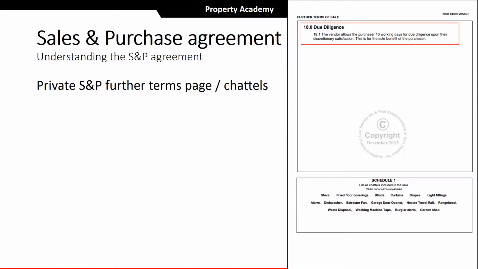So if everything works out perfectly fine and there are no issues, but for some reason I have a bad feeling that I don't want to go ahead with the property, well, I can turn around within the 10 working days and tell the vendor, hey, you know what, the due diligence didn't come out successful for me, and I choose not to go ahead with the property purchase.